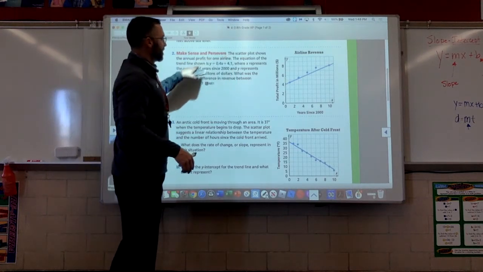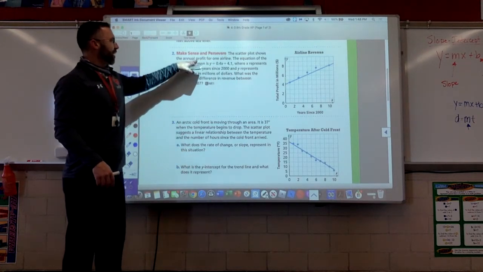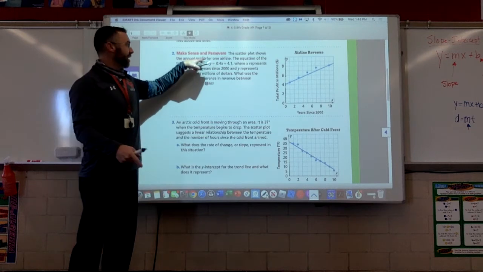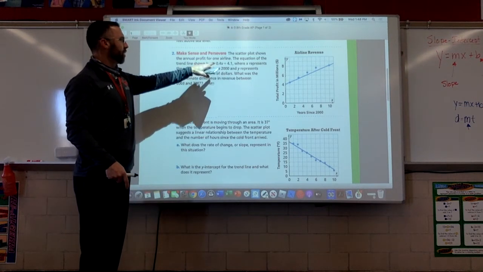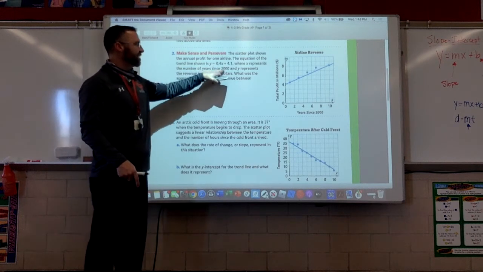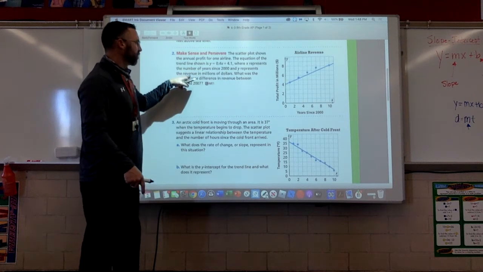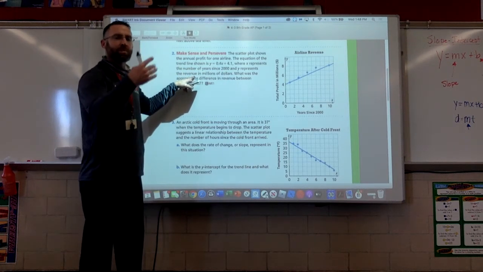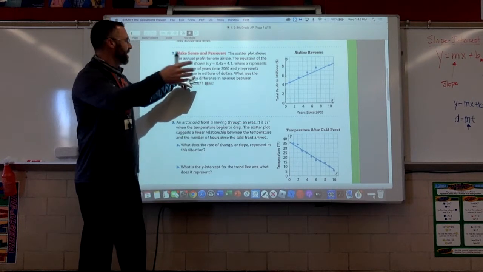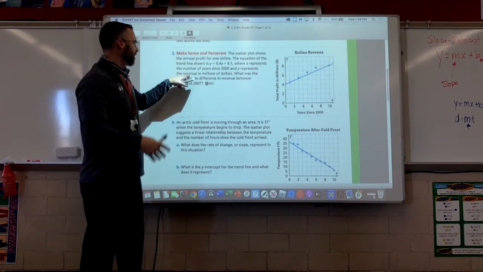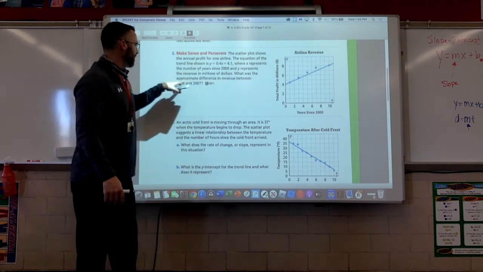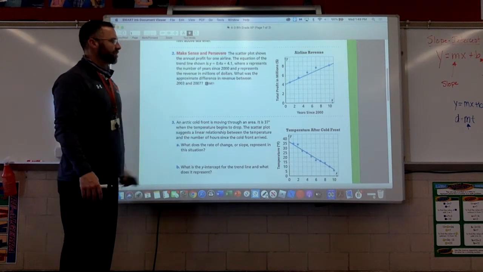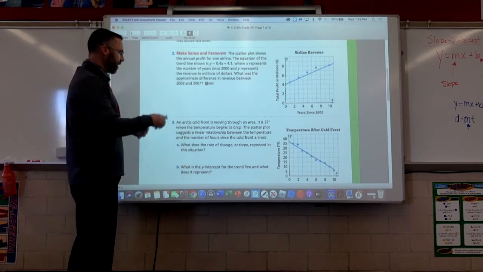All right, let's look at this one. The scatter plot shows the annual profit. That's how much money a company is making for one airline. The equation of the trend line is this, where X represents the number of years since 2000 and Y represents the revenue. That's how much money they're bringing in. Not profit. What is the approximate difference in revenue between 2003 and 2007? A lot.